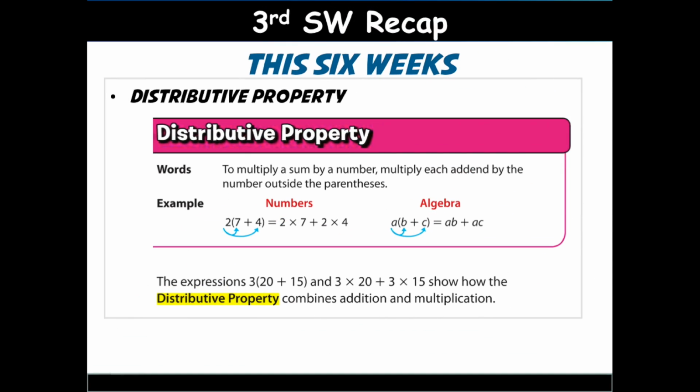Now, one more property would be the distributive property. And in that one, what's happening is you're combining terms. For example, in that second one, the one that says algebra, you're getting A and you're multiplying it by everything that's inside that parentheses. So you would have A times B plus A times C. You combined A with B and A with C. You're distributing, you're giving out that number or that variable. That's the main thing that you should think about when you're looking at these properties.